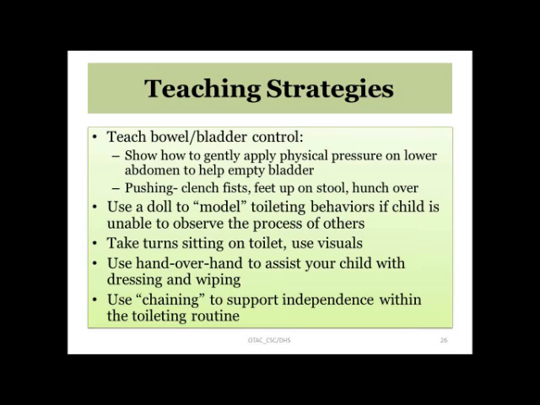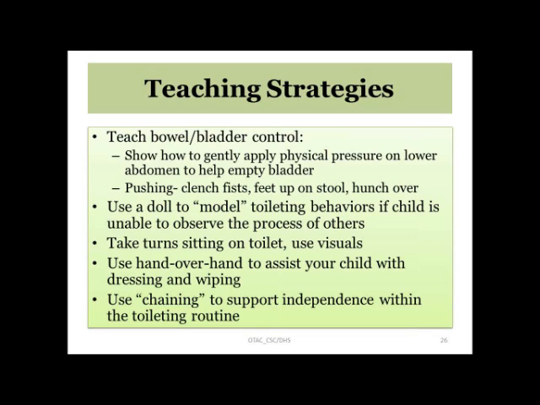But you might show them how to put their feet on the stool and clench their fists, and again, we don't want to teach pushing too much. You might use the potty dolls, which are a popular method, where the doll drinks and then you push on their tummy and then they go in a little toilet. That might be helpful for your child.